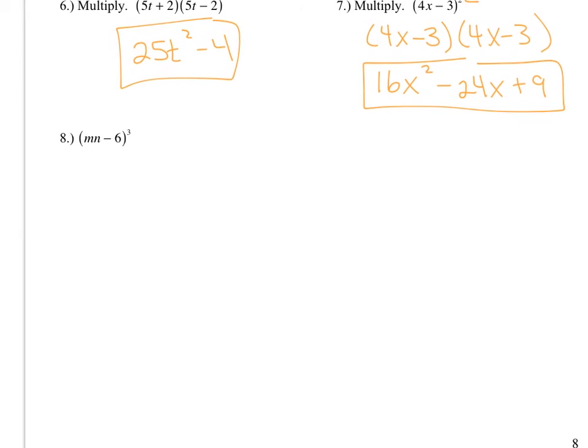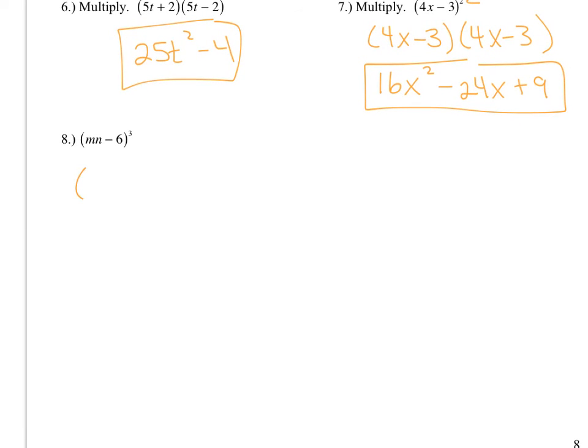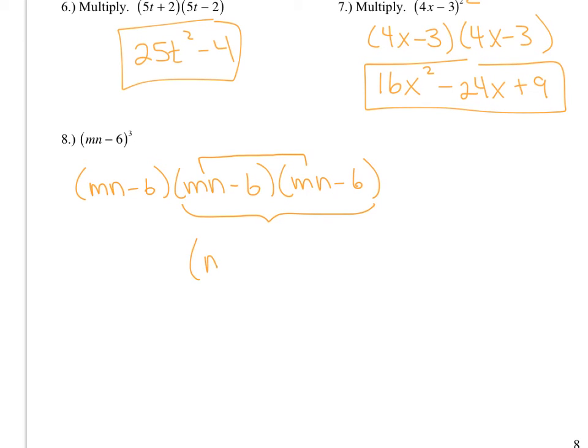For number 8, this one will take a little bit of work. So you'll have mn minus 6, mn minus 6, and mn minus 6. That's what happens when you cube a binomial. Again, just because I always multiply the last two first, that's what I'm going to do. So when I FOIL this, remember mn times mn is m squared n squared. And then my outers and inners will give me negative 12mn. And then my last terms are positive 36.